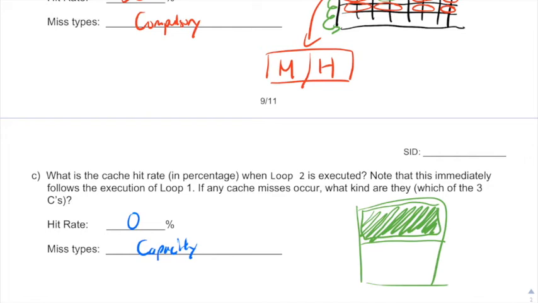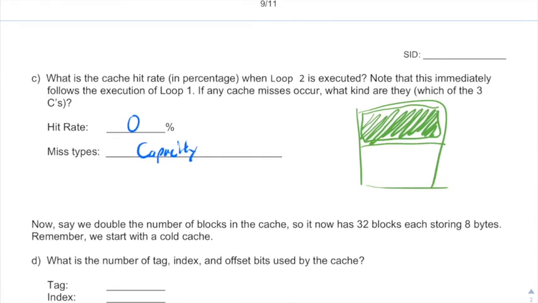A conflict miss is a miss that occurs because the cache isn't fully associative. So a good barometer to use to determine if a miss is capacity or conflict is to imagine what would happen if there was a fully associative cache running the same code. If there still would be a miss there because the thing has been replaced, then it'll be a capacity miss. Otherwise, it'll be a conflict miss.